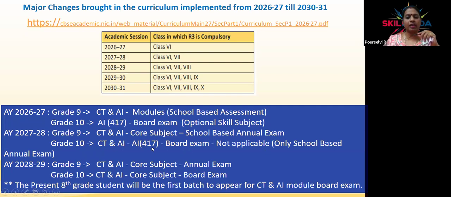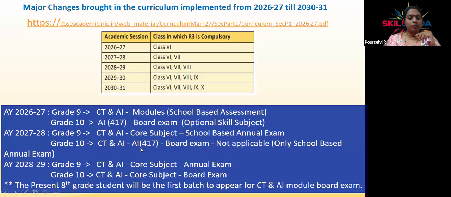For CT and AI, since it is the first year, for grade 10, no board exam. Okay, it is not applicable. This subject is not applicable for board exam at all. It will not be in the list. Only school-based annual exam for next year. So please note it down for grade 9 and 10. Next year, it's going to be school-based annual assessment and no other board examination for 10th standard in respect to CT and AI. Okay. And in the year, okay, the 2028 to 29 batch.